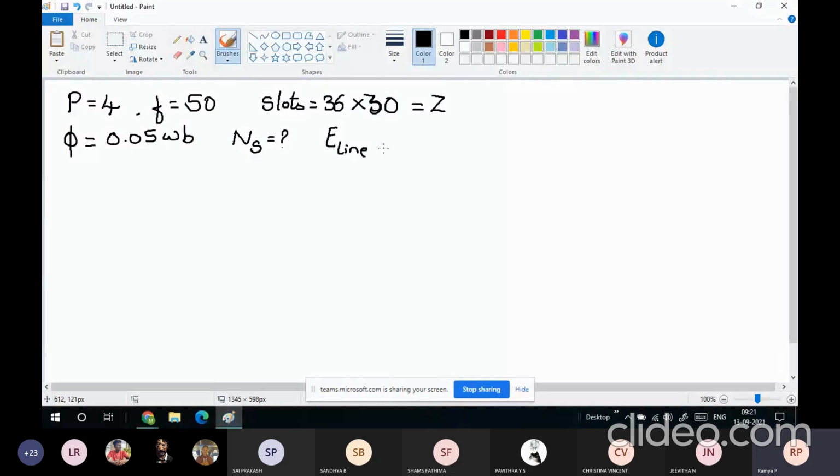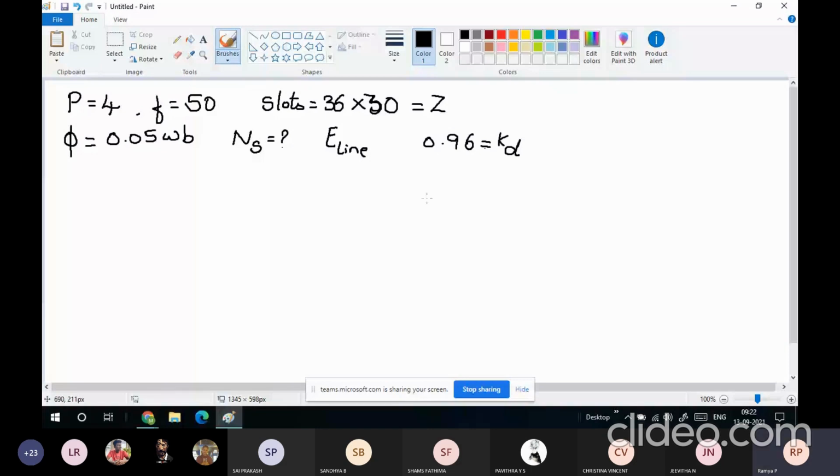Assume a winding factor of 0.96. See, they have given the winding factor as 0.96, which means they have given Kd. And whether they have given any pitch here? No, they have not given any alpha value or any pitch. Then you can assume it is a full pitch.